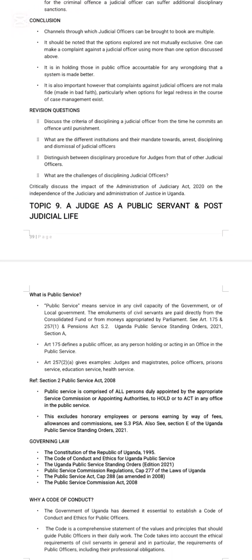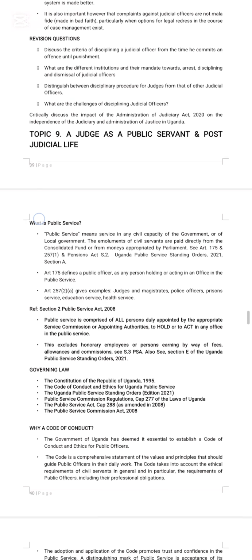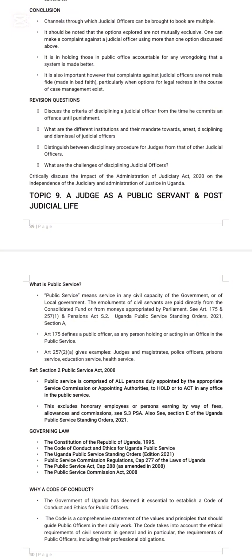Revision questions: discuss the criteria of disciplining a judicial officer from the time he commits an offense until punishment. So basically, I have to look at the Judicial Service Commission. You also have to look at the Anti-Corruption Act, the roles of the IGG, and then the DPP. What are the different institutions and their mandate towards arrest, discipline, and dismissal of judicial officers?